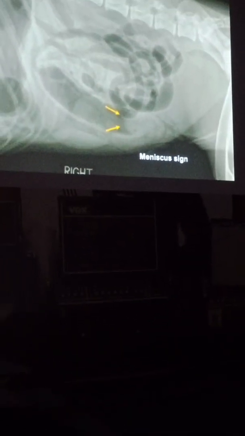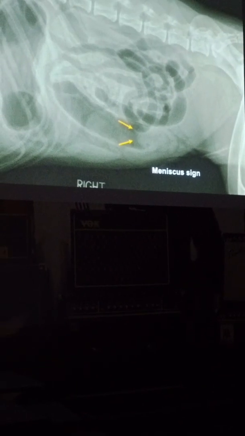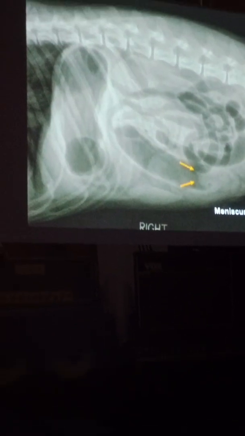But more importantly, look at that edge. Look at the edge right there. We call that a meniscus sign. Does everybody see the curved edge right here? That meniscus sign is characteristic of the cause of the obstruction in this dog. Does anybody know what the meniscus sign tends to lead us to think about?